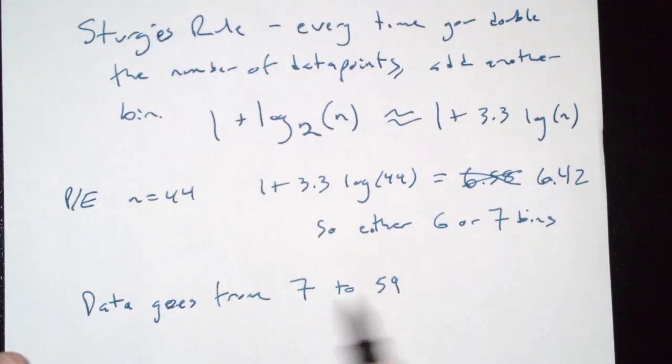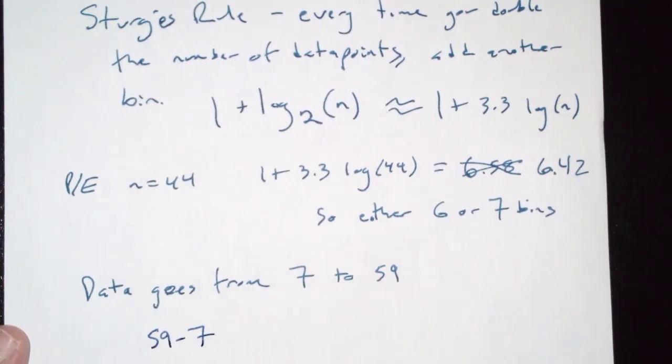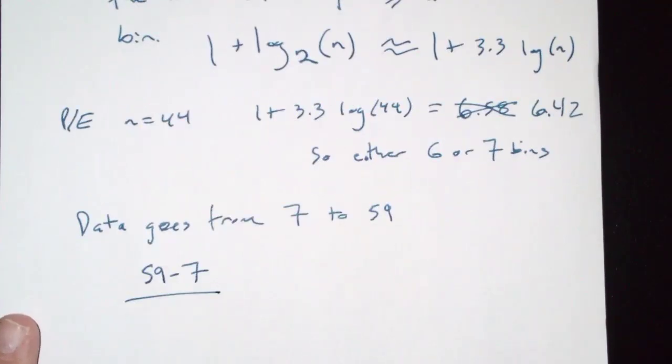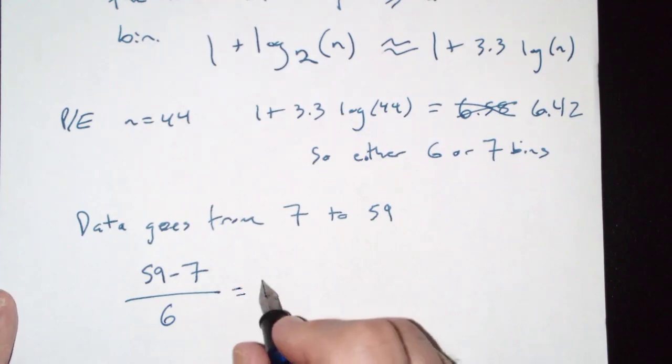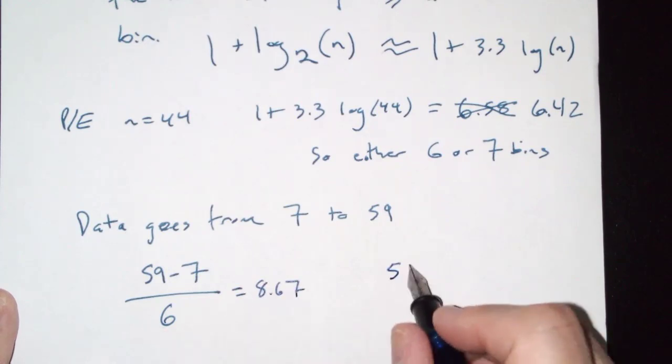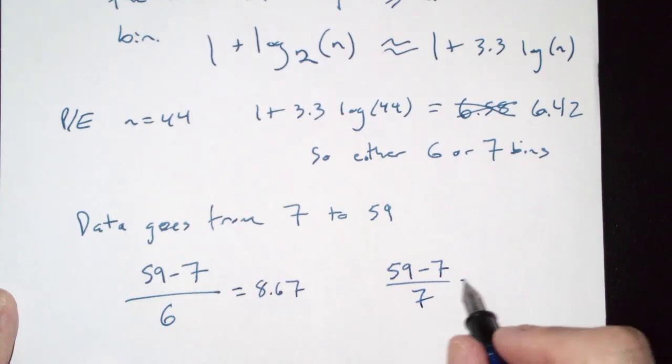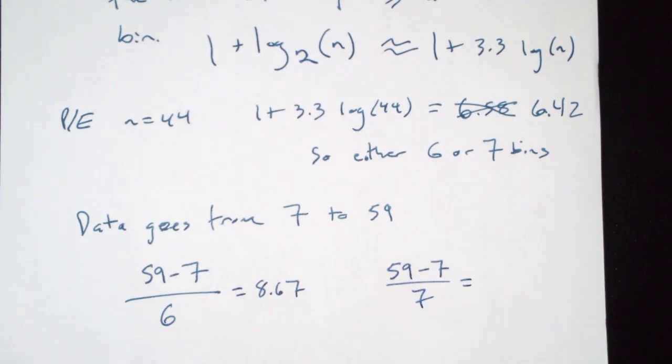So I would take this range and divide it by 6. If I'm using a fewer number of bins, that's how big each one should be. What's this number? If I wanted to use more bins, I'd get a slightly smaller number. Great.